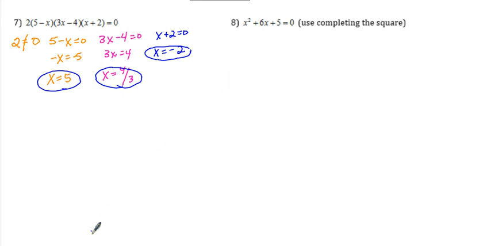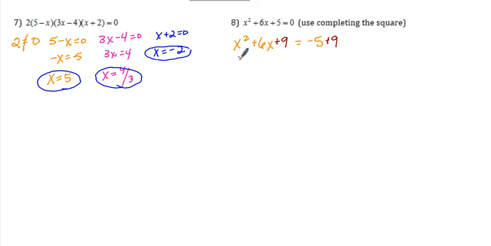Number 8, we're being forced to use completing the square, mostly just for practice. So let's recall our completing the square steps. Subtract 5 from both sides. Move the c over to the right of the equal sign. What's half of 6 squared? Half of 6 is 3. 3 squared is 9. So add 9. Don't forget to add 9 to the other side.